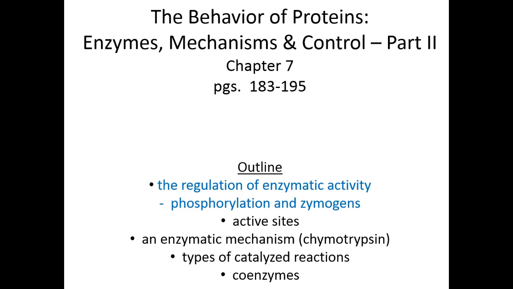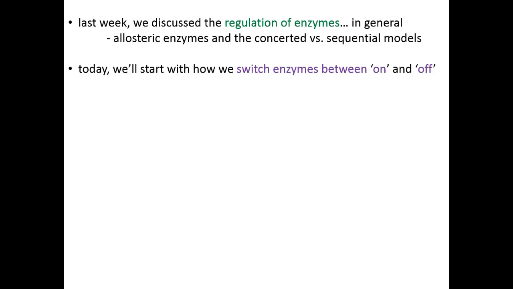Enzymes cannot always do it on their own. Sometimes enzymes require help to perform catalysis, and that help largely comes in the form of small biomolecules called coenzymes. So last week, as we watched our lectures online, we discussed the regulation of enzymes from the allosteric enzyme perspective. Specifically, we talked about the concerted and sequential models as 2 different ways by which we can achieve positive cooperativity and regulation, inhibition and activation of allosteric enzymes.